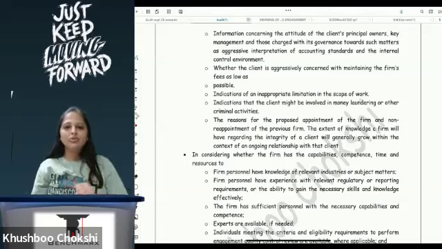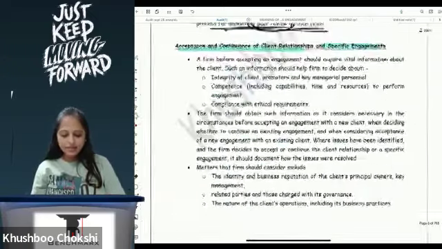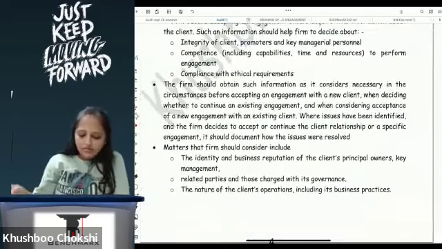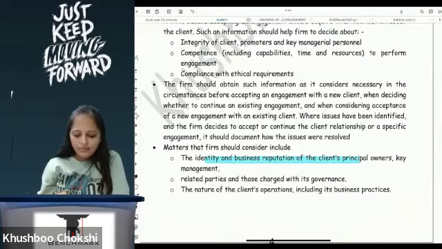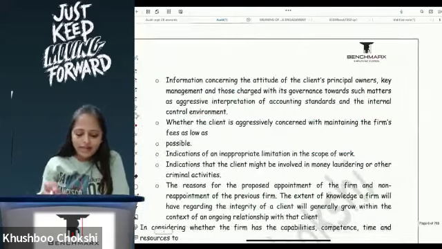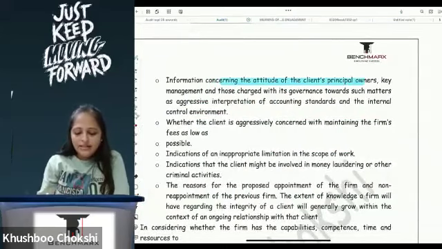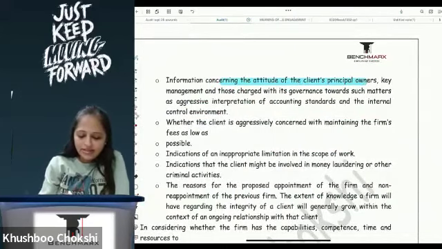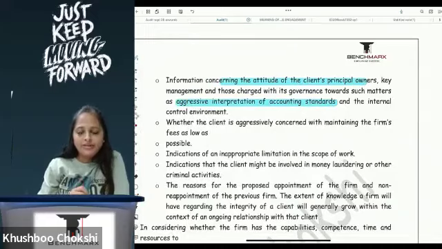Only because he is giving you more money, saying okay, let me take that chance, is something that is not allowed. That is not something which is quality control. So see what he is saying: the firm should consider the identity, business reputation of the client's principal owners, key management, related parties and those charged with governance, the nature of the client's operation including its business practices, and information concerning the attitude of the client's principal owners and key managerial persons towards such matters as aggressive interpretation of accounting standards.